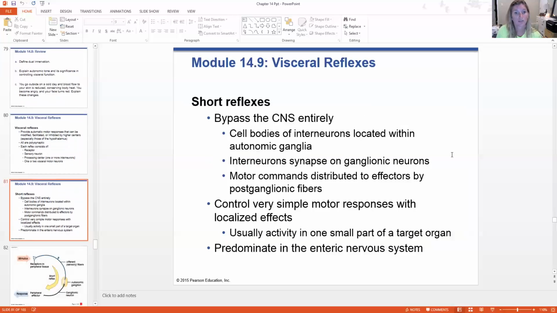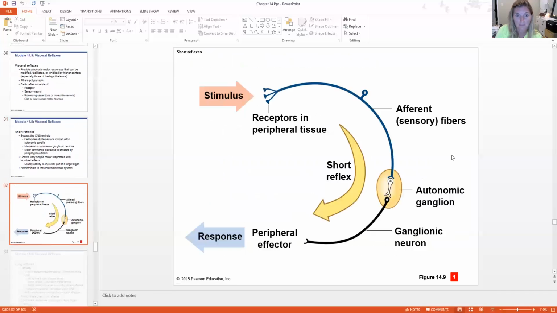There are short reflexes. Short reflexes bypass the central nervous system entirely. The cell bodies of the interneurons are located within the autonomic ganglia, and those interneurons just synapse back with the ganglionic neurons. The motor commands can be distributed to the effectors by the postganglionic fibers. This controls very simple motor responses with very localized effects, one activity within a target organ. So this is very much how our enteric nervous system operates.